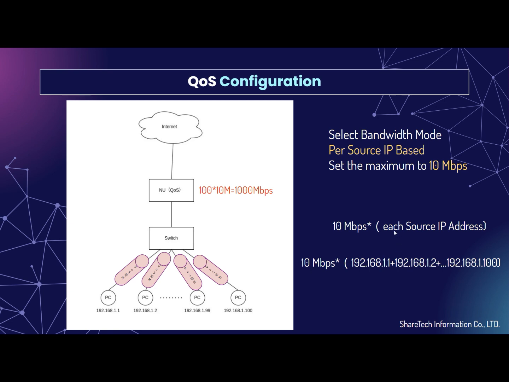If 10 megabits is set, it needs to be multiplied by each user's IP address. So they will share this maximum bandwidth.